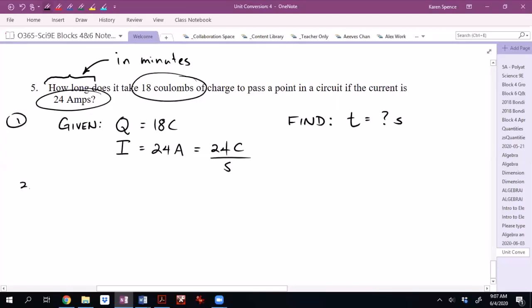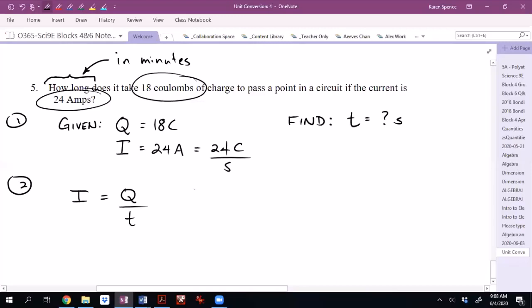Step number two, we're going to write the formula that relates these things. Well, I, current, is equal to the amount of charge, Q, that passes a point in a given amount of time, T. So I is equal to Q over T.